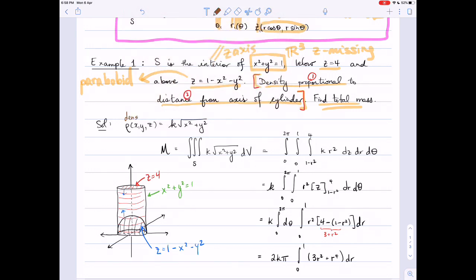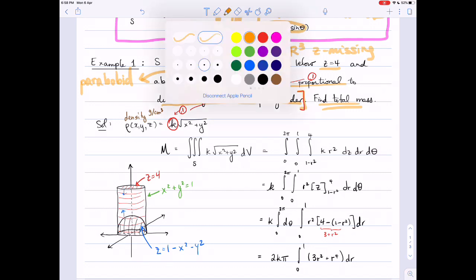Our density function rho, and we're imagining this function in something like grams per cubic centimeter. The fact that it is proportional just means that it is multiplied by some k, which is called the constant of proportionality. That's all that means for it to be proportional, is that it's multiplied by some constant. And then proportional to what? To the distance from the axis of the cylinder.